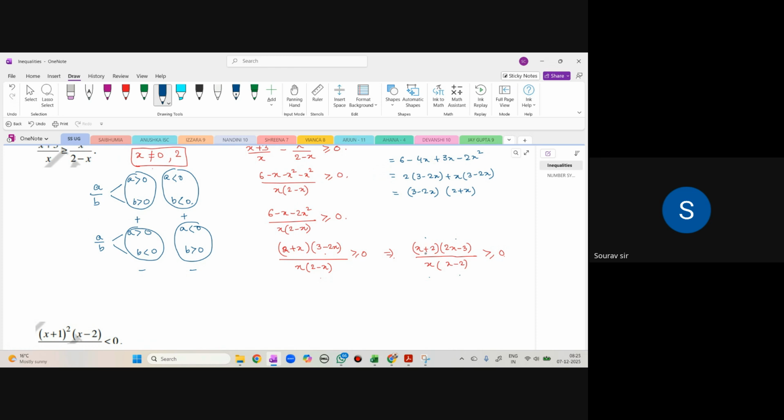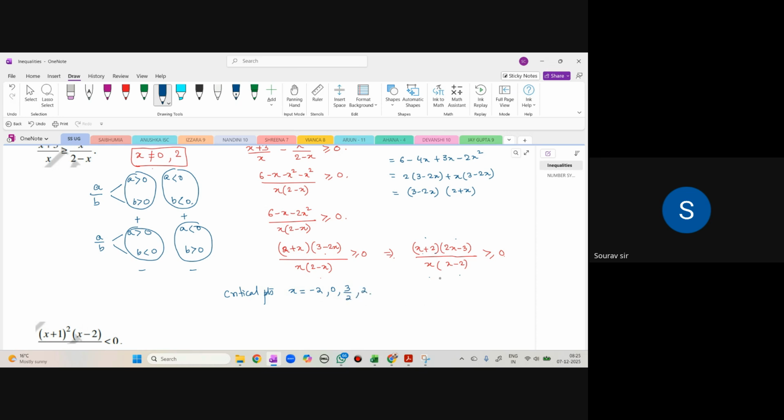So the critical points will be x plus 2 equal to 0, which means x equals minus 2. Can you tell me the other critical points? 0, 3 by 2, and 2. Very good.